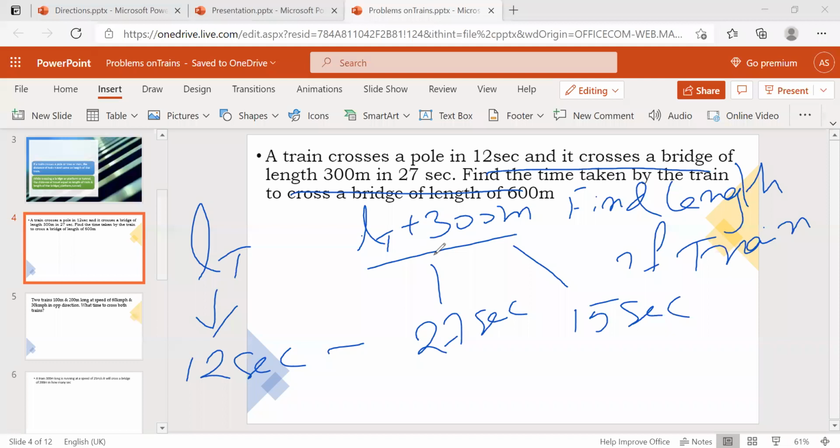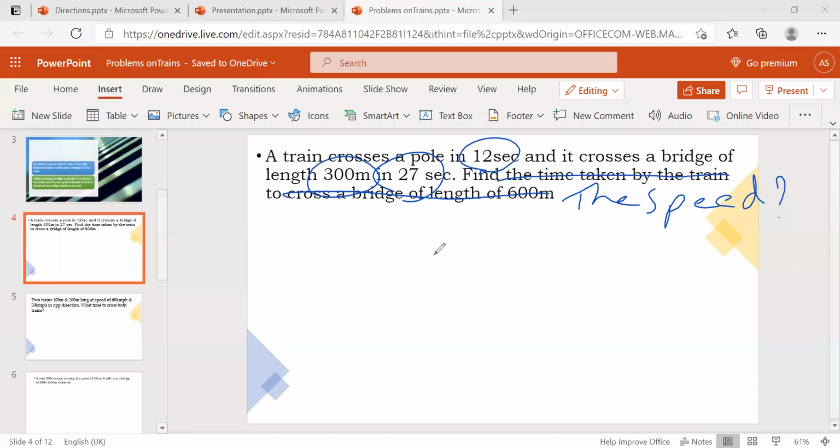Okay. Is it clear? From this data only, I'm finding the length of the train. And I'll move on to the same question another way. If they ask, instead of this, to find the speed of the train. What data have they given? It crosses a pole in 12 seconds. It crosses a 300 meter length of bridge in 27 seconds. They've given that, nothing more than that.